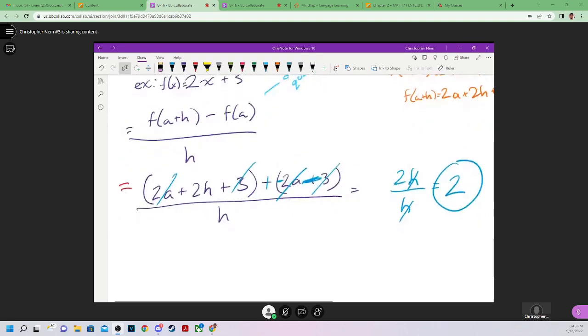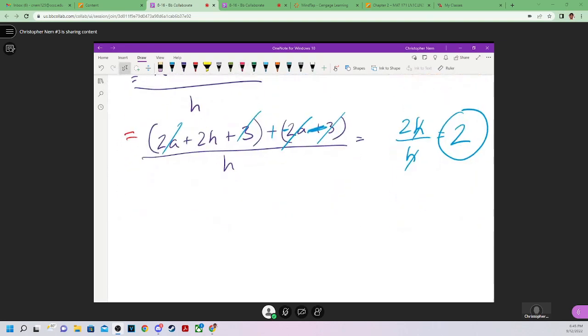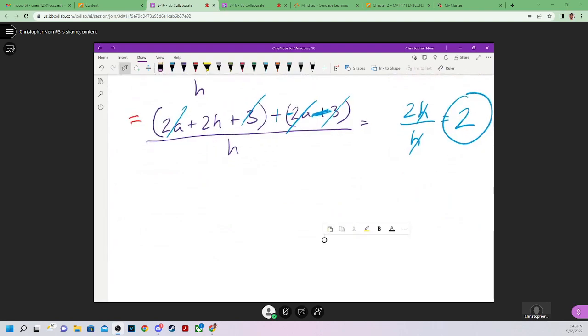Now, let's do another one. Let's let g of x equals x squared plus 1. I don't want to make it too complicated, but let's just do x squared plus 1. And I want to calculate g of a plus h minus g of a.